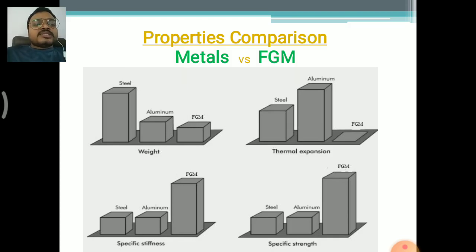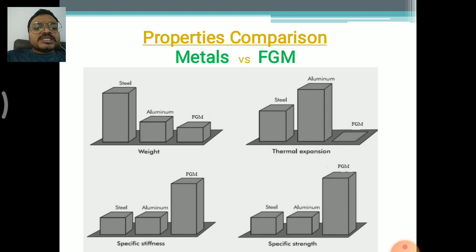Going to the thermal expansion: steel is a little bit lower than aluminum, and aluminum has the highest thermal expansion, but FGM has very low thermal expansion compared to steel and aluminum.